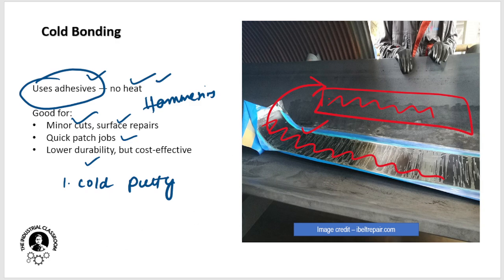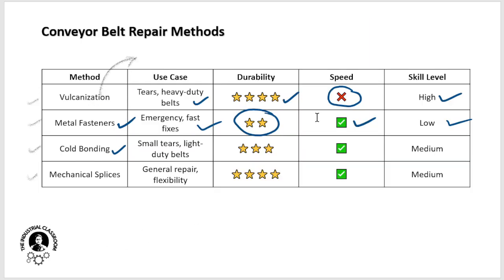So this is a type of cold repair. Next, see that these are for small tears, light duty belts, and durability is, we can say, medium. Speed is faster and skill level is also medium.